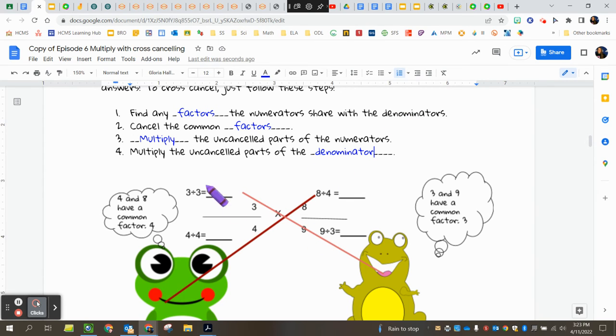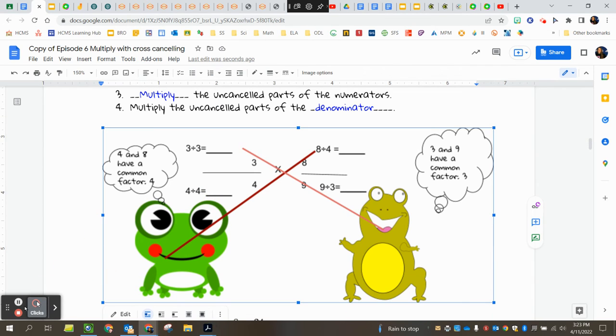So this is also called like the butterfly method or cross canceling. 3 and 9. We know that 3 is a factor of both, so 3 divided by 3 is 1. And then 9 divided by 3 is 3. So we're taking the numbers across from each other, and we're looking for, do they have any common factors?